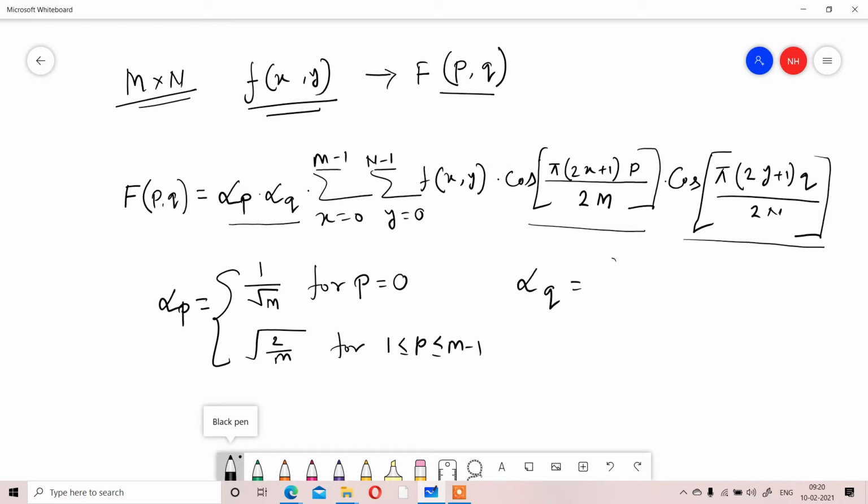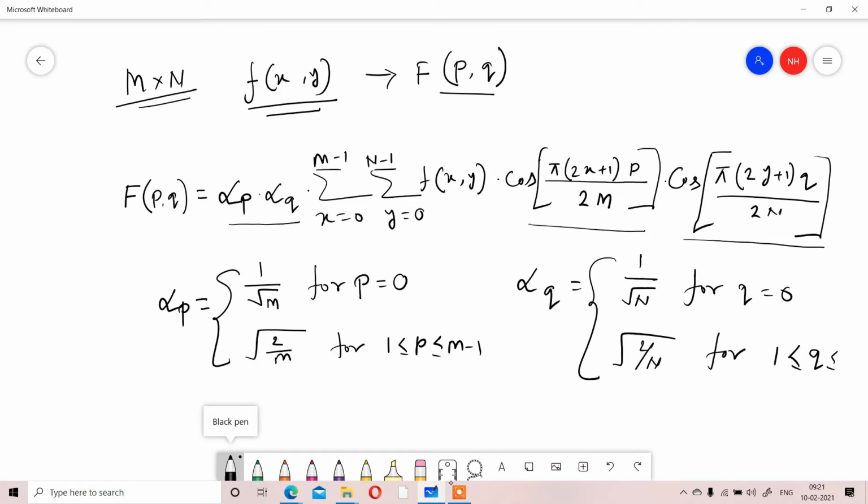Alpha q is defined as 1 by root n for q equal to 0, and simply root of 2 by n for the other values of q, from 1 to n minus 1. So these are the values of alpha p and alpha q. There is no calculation part here. Simply you have to keep in mind that formula.